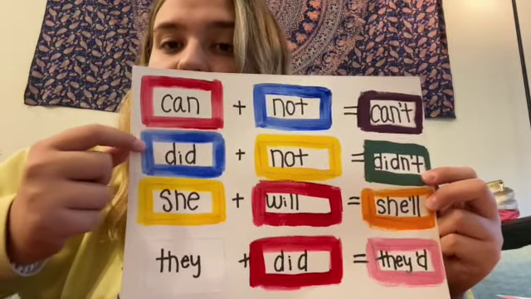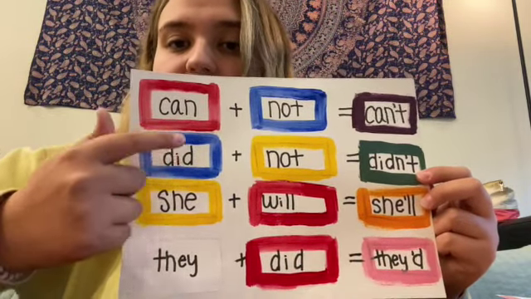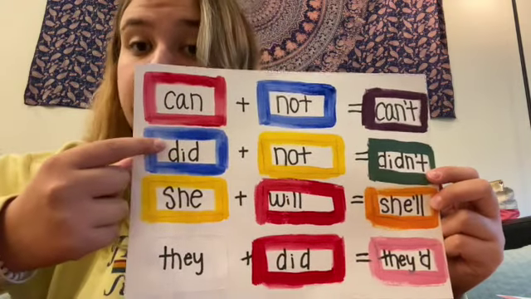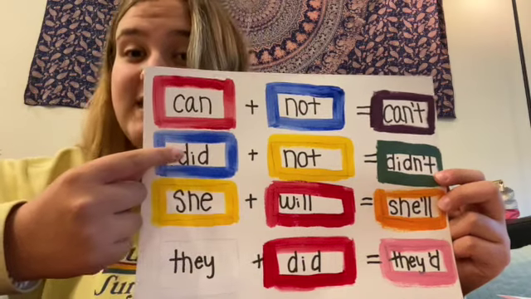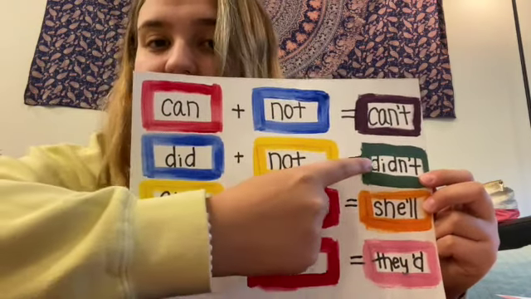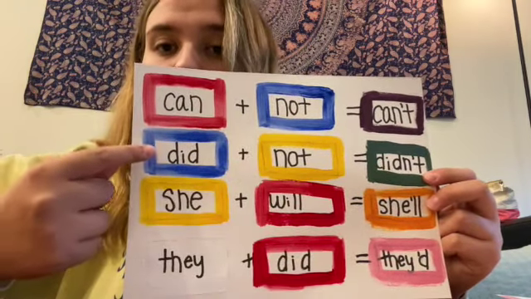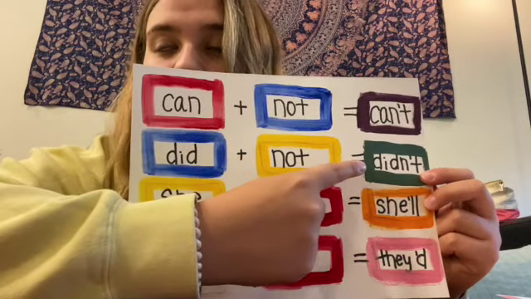For our second example, we're going to use did and not. Did is in a blue box and not is in a yellow box. When you combine did and not, you get didn't. When you combine blue and yellow, you get green.